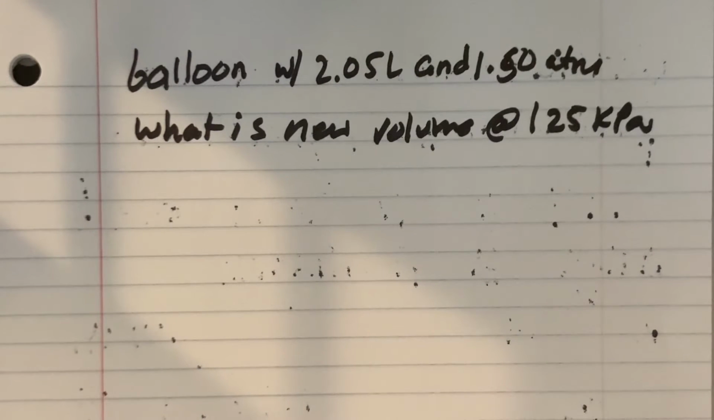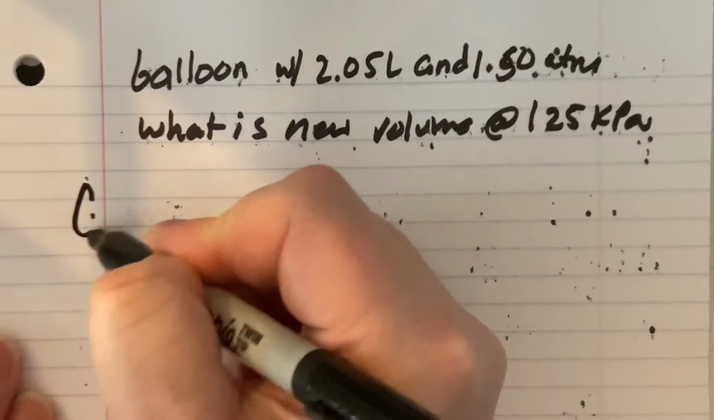All right, so this gas law triangle example: I have a balloon with 2.05 liters and 1.50 atmospheres. What is its new volume at 125 kilopascals? So again, we're going to go through that same process. What am I given?